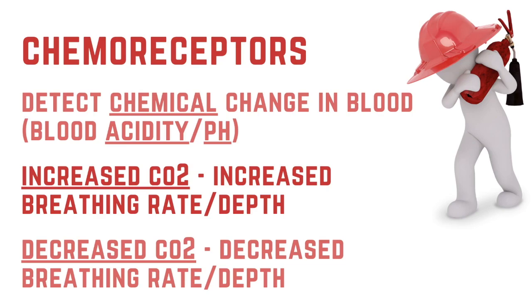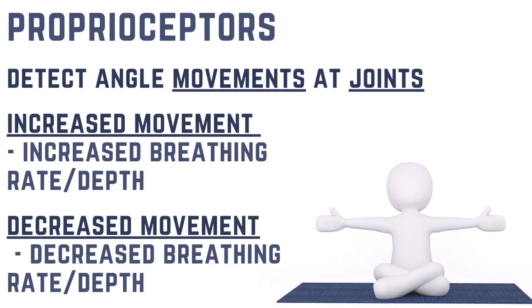If there is a decreased carbon dioxide identified, then the breathing rate can return back to normal, and there isn't such a demand to breathe so heavily and to breathe so deep. And our chemoreceptors are the detectives sending your brain that information so it can make its changes as and when it needs to. Our next receptor is a proprioceptor.